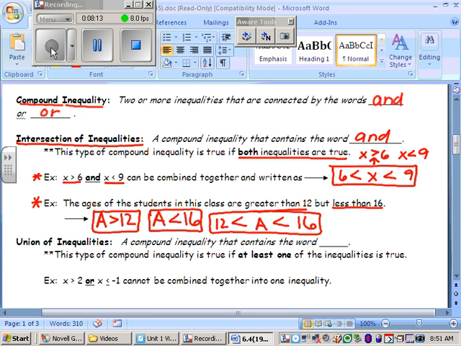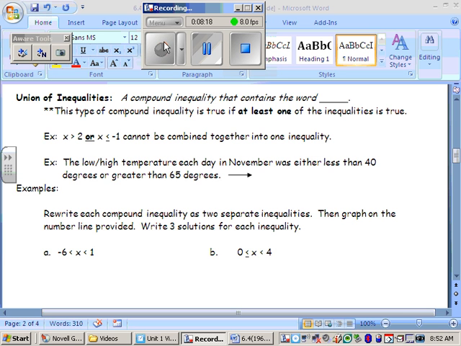Now let's take a look at what a union of inequalities looks like. For a union of inequalities, a compound inequality that contains the word or is considered a union. This type of compound inequality is true if at least one of the inequalities is true. So let's take a look at what this means. In the first example below, it says x is greater than 2 or x is less than or equal to -1. So notice the word or. Now these cannot be combined together into one inequality.